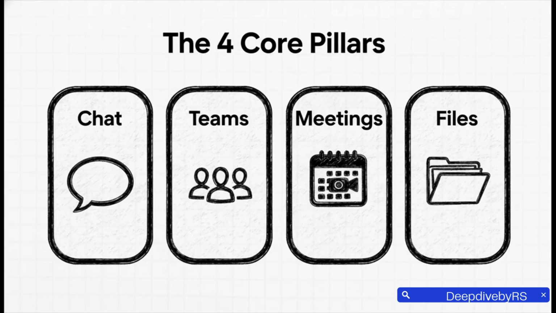So, over the next few minutes, we are going to unlock that missing 80%. We're going to focus on the 4 absolute core pillars that will completely change how you work. Using chat for those quick back and forths, leveraging Teams for your big structured projects, running way better meetings, and managing all your files without that version control nightmare.